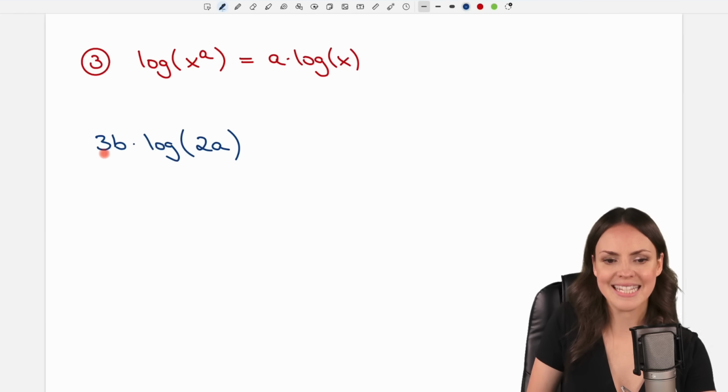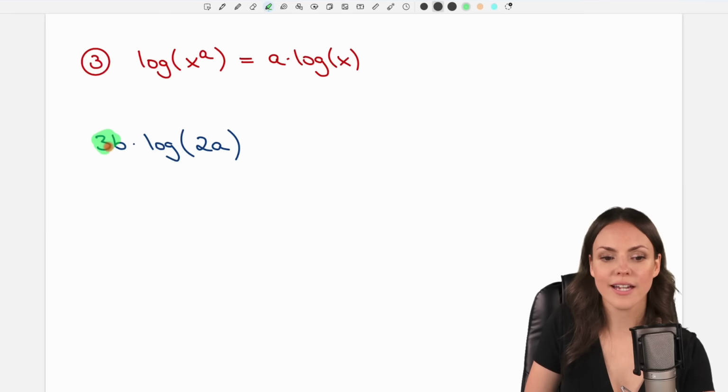So let's take a look at a second example where we have this factor here in front of our logarithm. The only thing that is important is that it is connected by a multiplication symbol.